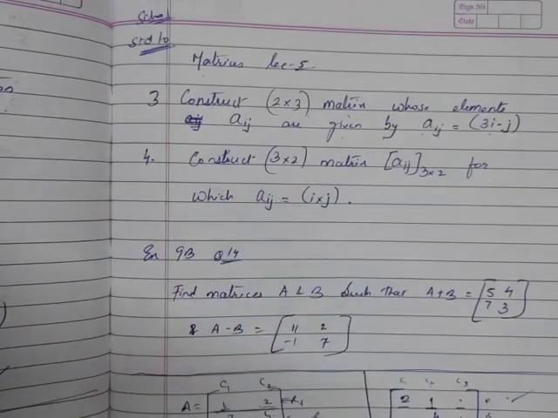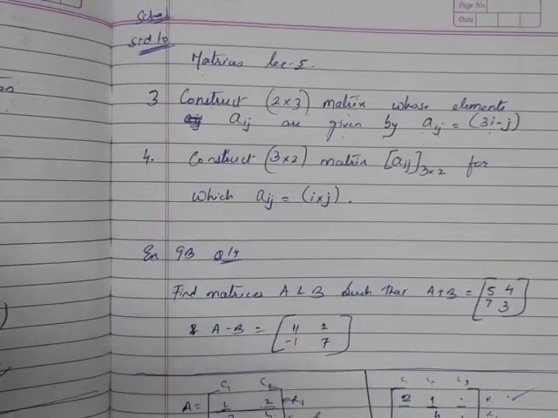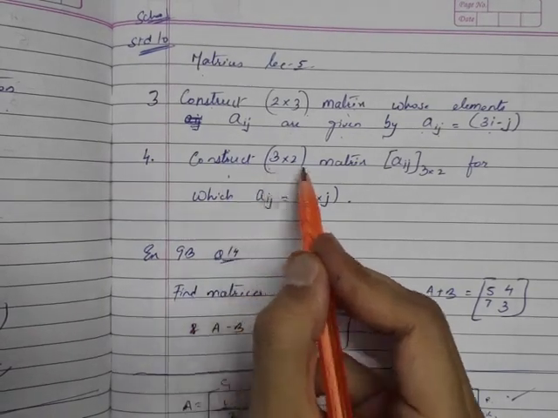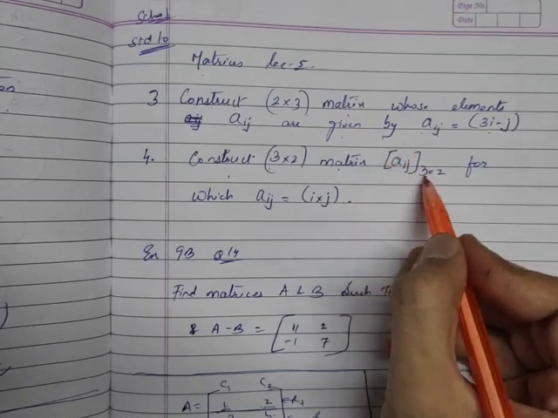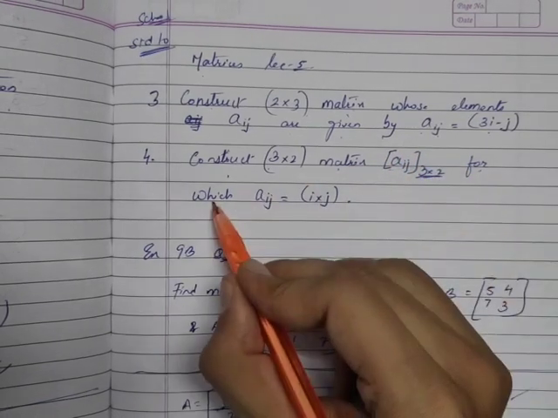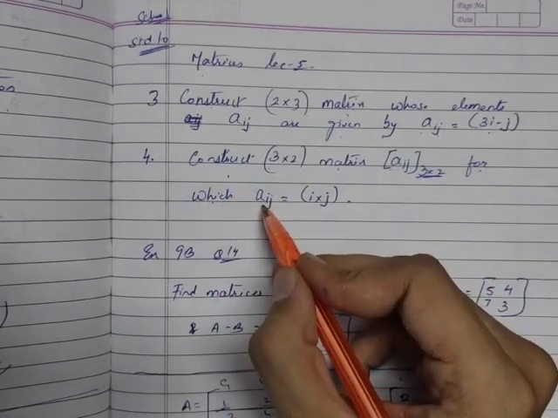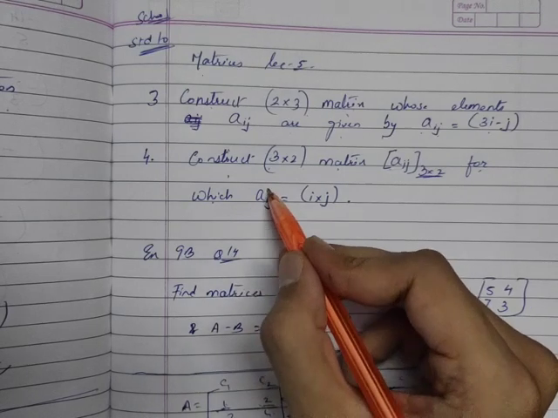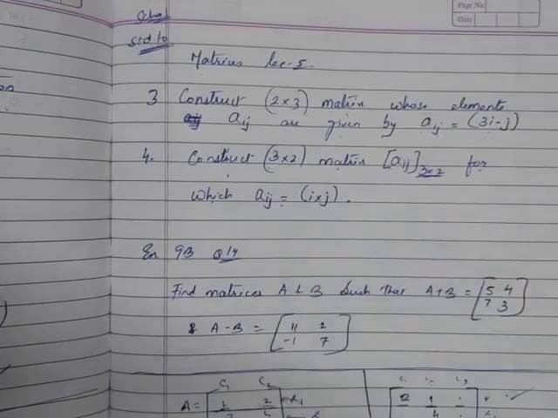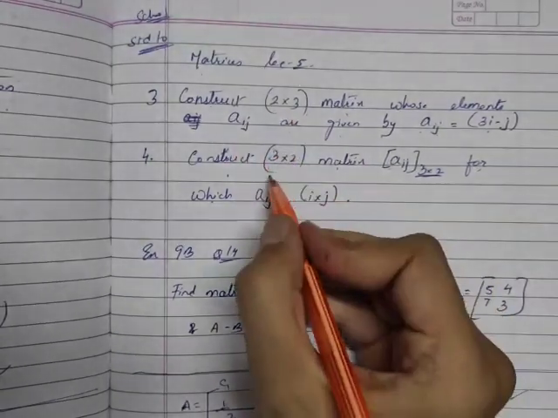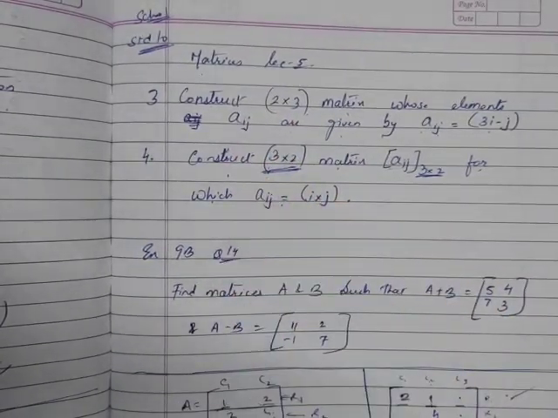Similarly, we have one more question. Question 4. I have to construct this time a 3 by 2 matrix. The matrix looks something like this, 3 by 2, for which again a condition or a formula is given: any random element if you want to find, that will be given by i into j. Let's carry this out. First of all, pay attention. Matrix has to be 3 by 2. Chalo banate hain.